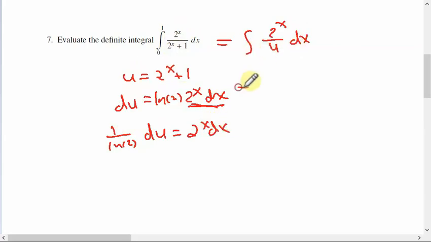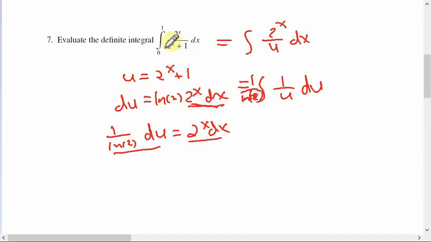Now, it's a definite integral. We'll fix that in a minute. So what this is going to turn into is 1 over natural log of 2 du is going to take out that 2 to the x dx. So that's gone. So 1 over natural log of 2, and what I have left then is just a 1 over u du. So 2 to the x dx went away. 1 over natural log of 2 du went in.